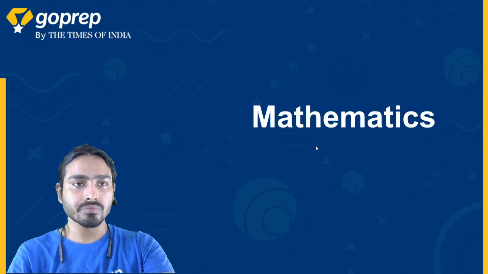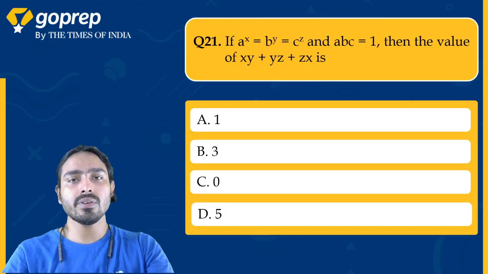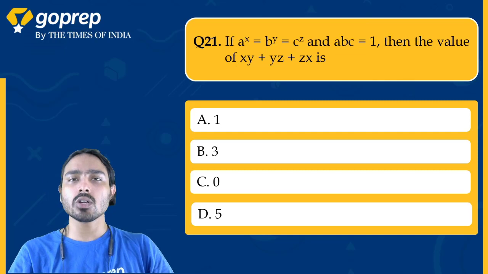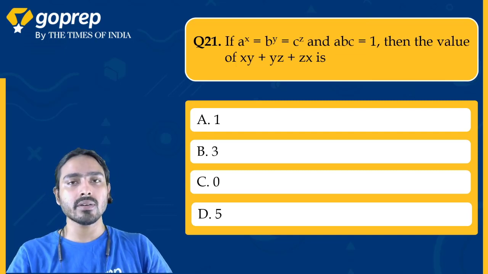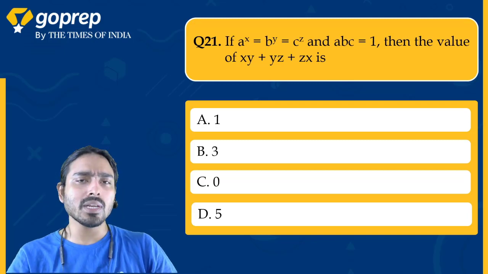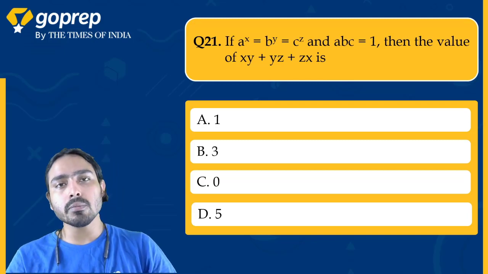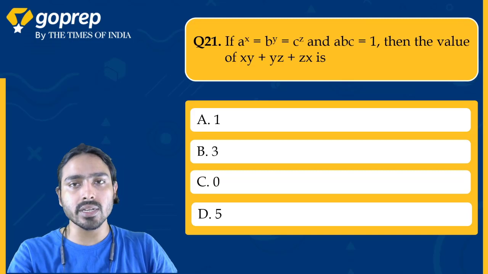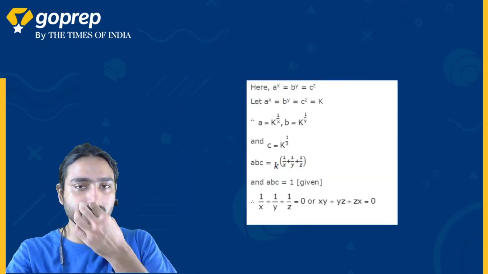For this question, it is given that a to the power x is equal to b to the power y is equal to c to the power z, right? So in such questions, you just have to equate them to some other variable, let's say k, and take the powers to the other side, okay? Just look at this. C is the right answer, we all know.